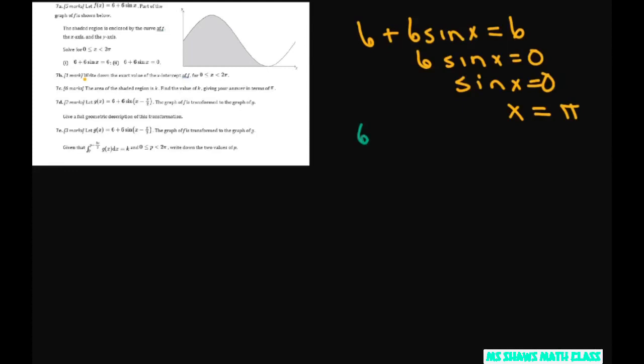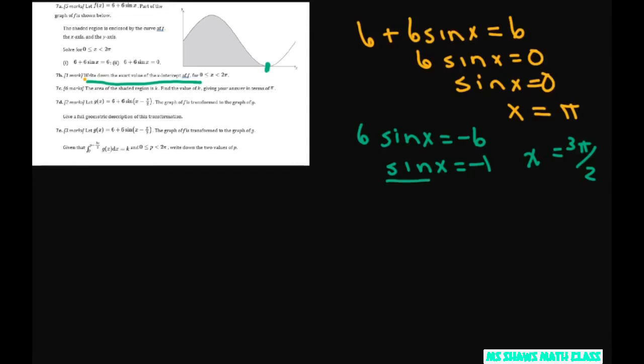So we get 6 sine of x equals negative 6, or sine of x equals negative 1. So x equals 3 pi divided by 2. Now, 7b says, write down the exact value of the x-intercept of f. So that's right here, and that's going to be 3 pi over 2, because this is the second one here. When sine of x equals negative 1, that would be 3 pi over 2.